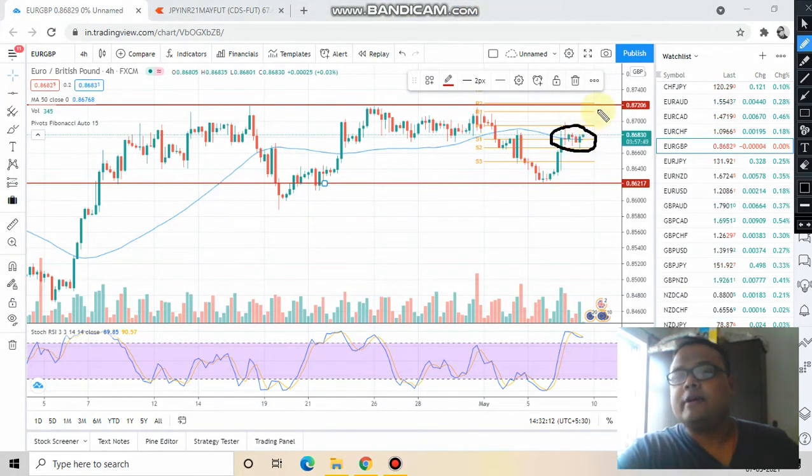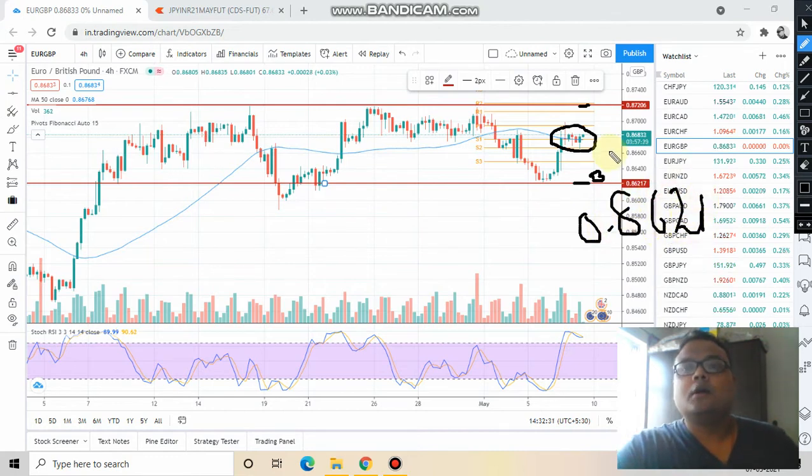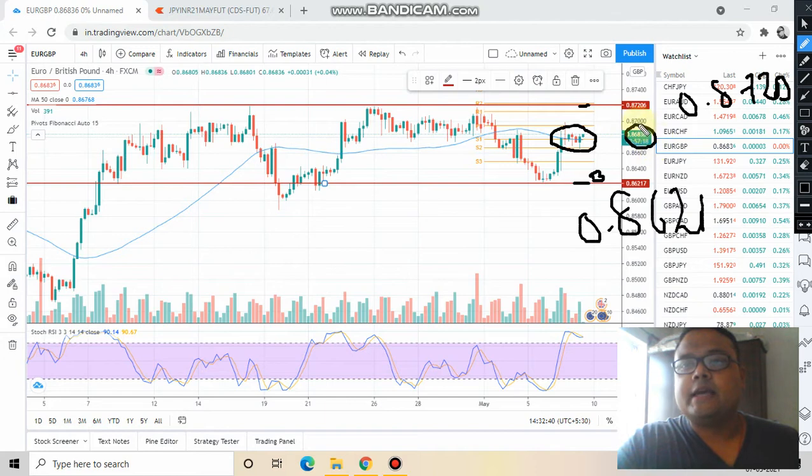Our area of value, if you want to short the market, is this, and if you want to go for a buying order, then this is the level. If you want to buy, it should be above 0.8621, and if you want to sell, it should be 0.8720. But as of now the market is trading at 0.8683.